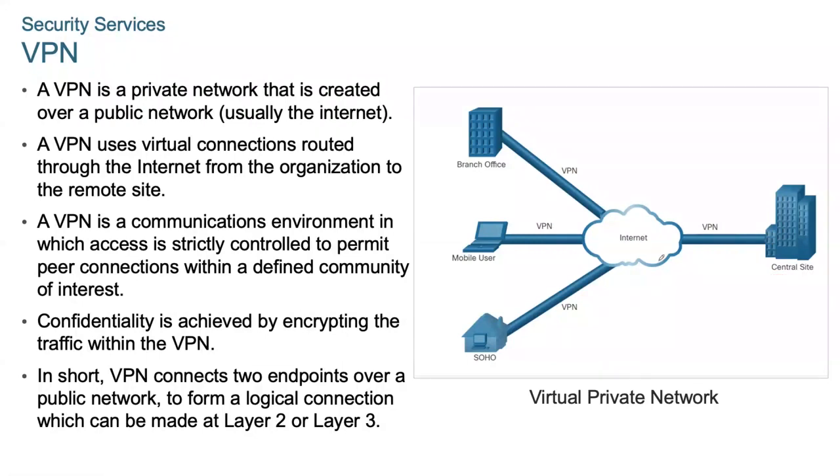Because of this virtual connection, users feel that they are directly connected to the main office, but actually they are connecting through the public network. Because of this VPN, confidentiality is achieved by encrypting the traffic within the virtual private network.